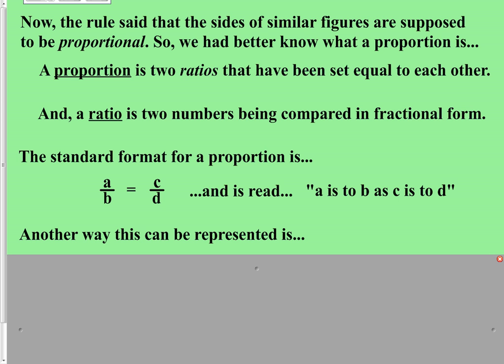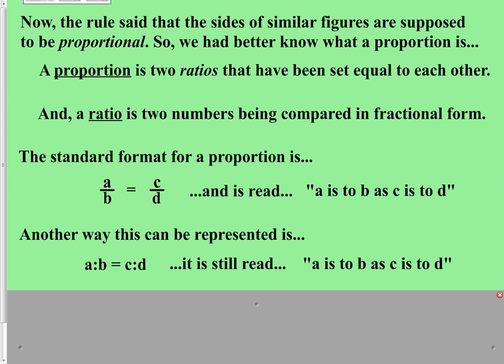Okay. Now, another way that you may see proportions, and it's not the typical way, but I want to make sure that you're exposed to it just in case a problem gets creative and decides to come at you this way. Okay, this is called colon notation rather than fractional notation. Okay, and it is still read identically to the fractional notation. A is to B as C is to D. The difference is the fraction bar is replaced with a colon, and the numerator is on the left, so you get numerator colon denominator equals numerator colon denominator.